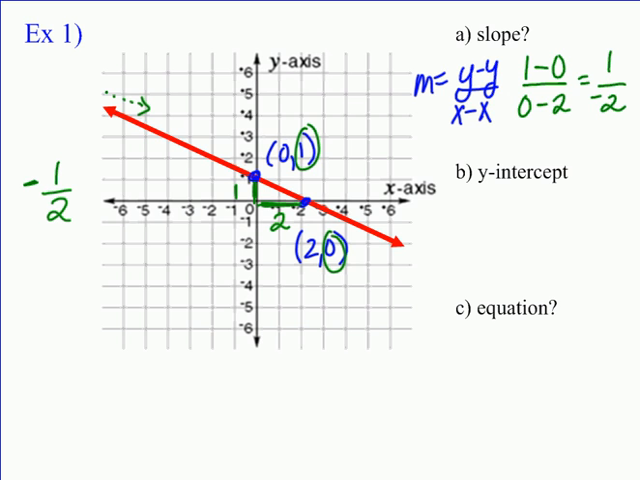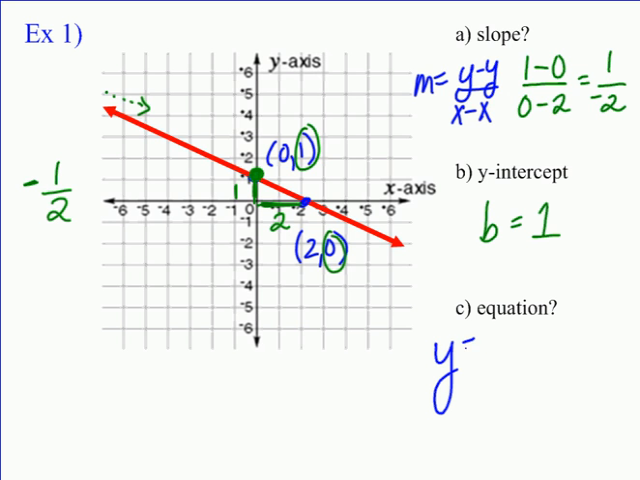Now the other thing we have to look for is what we call the y-intercept, and we're going to use the letter B for that. All we have to do when we're looking at a graph is look at the graph. Looking at this point right here, where it's intercepting the y-axis, it's intercepting it at positive 1. So we're this far now.